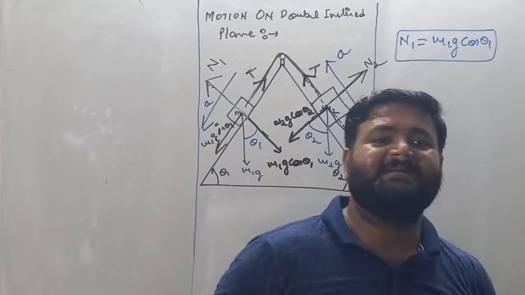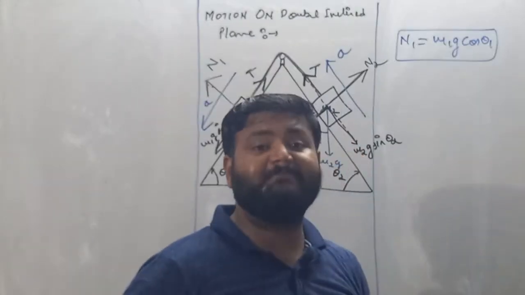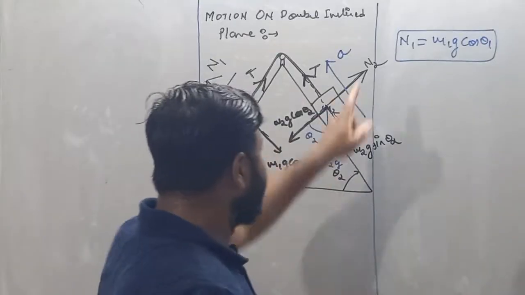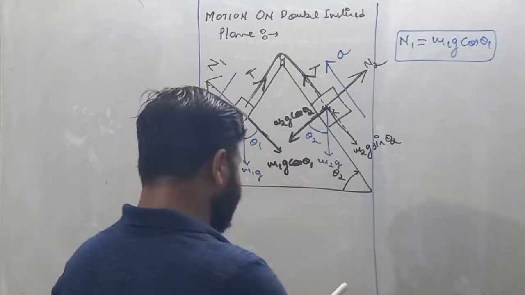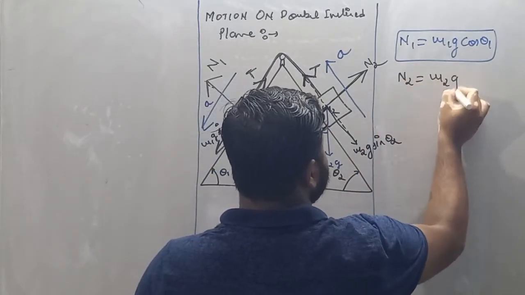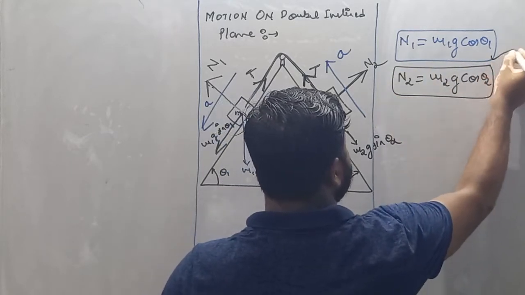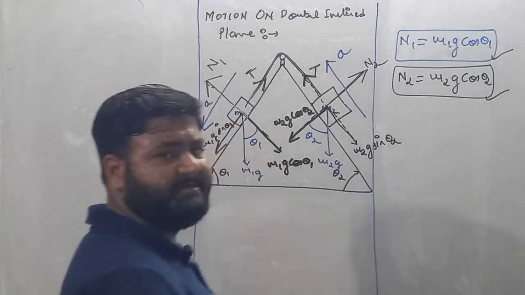It implies net force is equal to 0, or we can say forces are acting but its effect is 0. So opposite forces must be equal. So I'll write N2 must be equal to m2g cos theta 2. So this is the value of N1 and this is the value of, my dear student, N2.